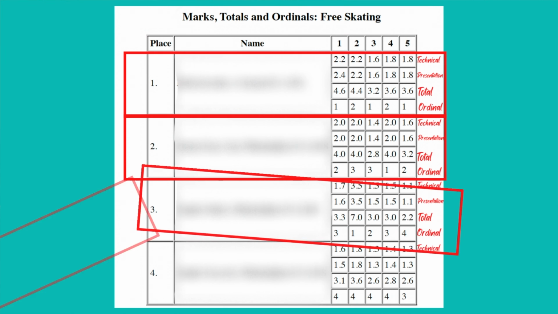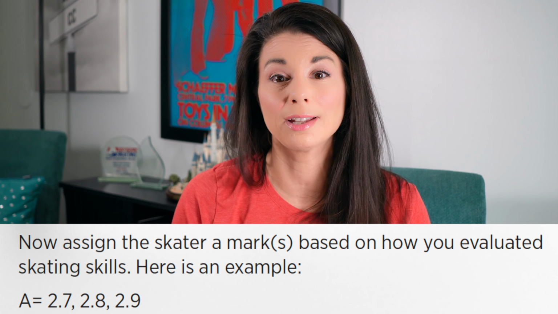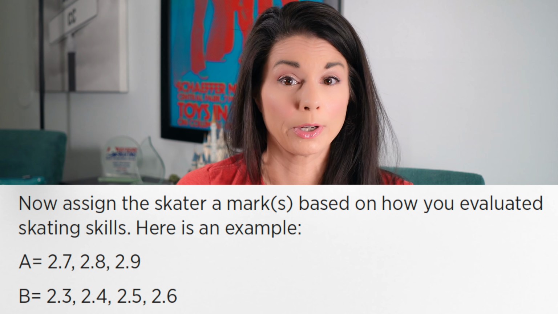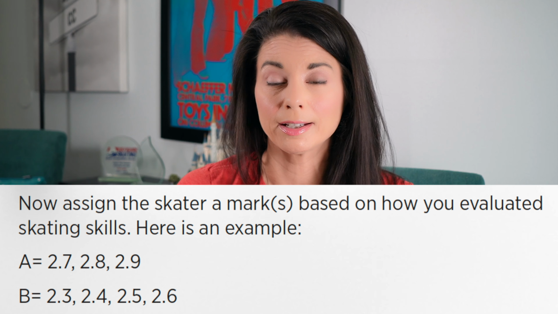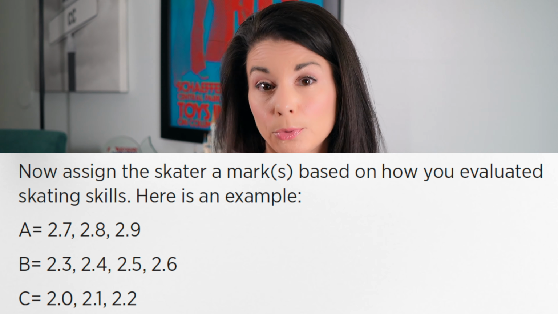Let's look at the example. I'm not sure why these particular judges decided to give marks outside of the 1-point range. If I were a judge, I would have been using something more along the lines of A equals 2.7, 2.8, 2.9, B equals 2.3, 2.4, 2.5, 2.6, and C 2.0, 2.1, or 2.2, as US Figure Skating recommends. So let's look at judge number 1.